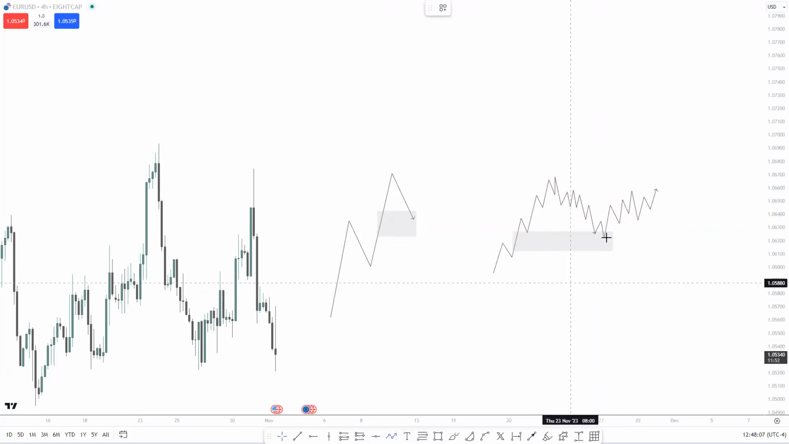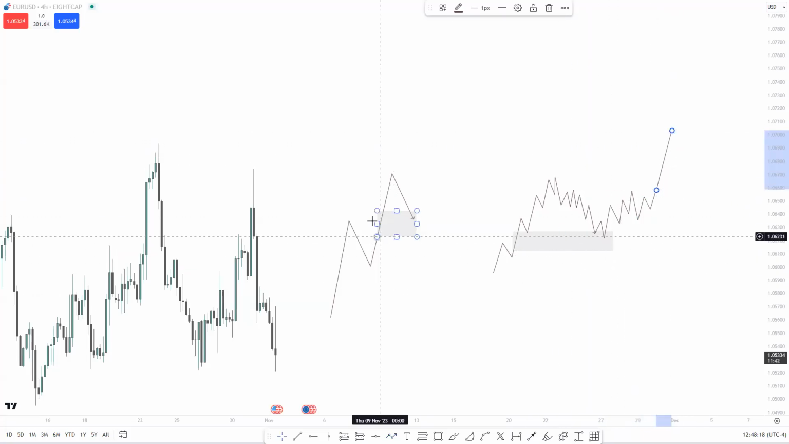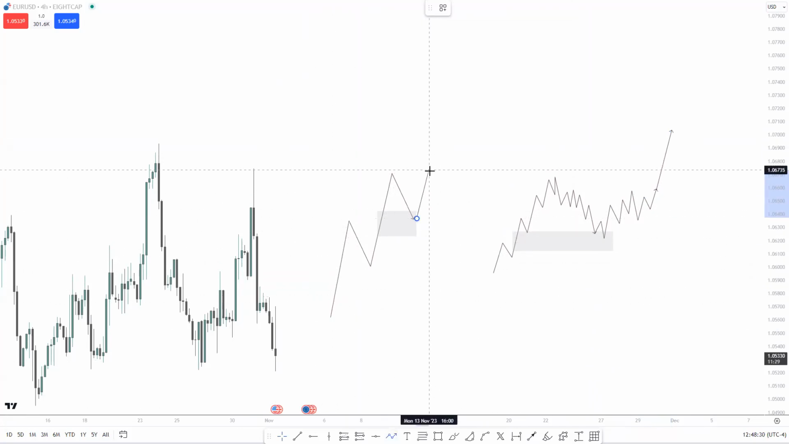So now have a look. Wait, I messed it up. Then it's going to go up, expand higher. So now have a look at this, the high time frame chart from where we get a bias. We already have a bias, right? We know where the market is heading, and now we expect the market to run higher.